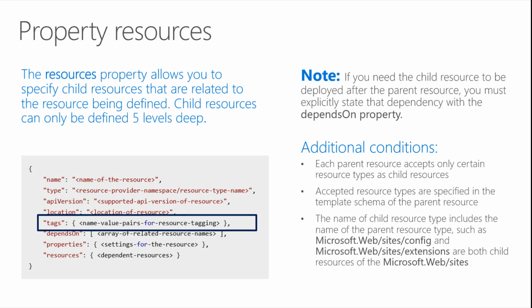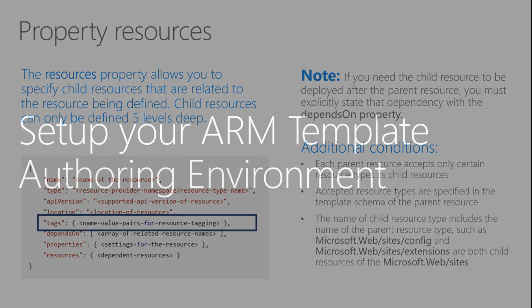The resources property specifically allows you to specify child resources that are related to the resource being defined. But child resources can only be defined five levels deep. And note, if you need the child resource to be deployed after the parent resource, you must explicitly state that dependency within the dependsOn property.